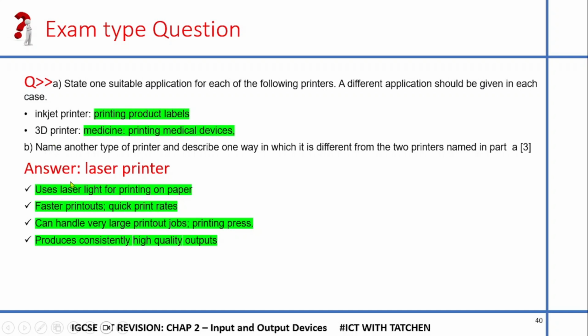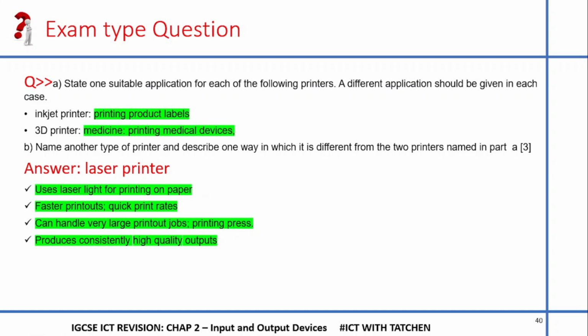Typically you take a laser printer, for instance. It's a very common kind of printer. You find it in almost every office you go to. This one uses laser light for printing on paper, which is a very clear difference from the other printers. It also has very fast printout, a quick print rate.